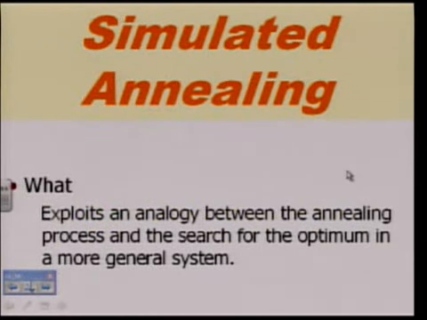But I will stop here for a 5 minute break. After that, we will get into simulated annealing, which is another global search technique.